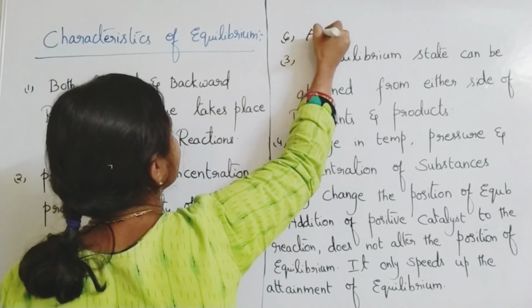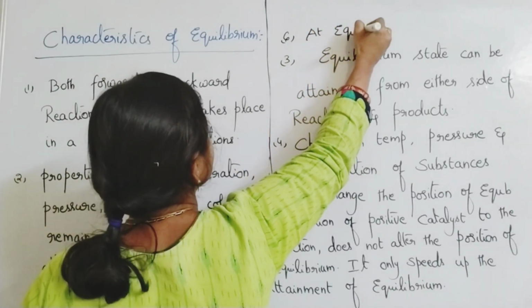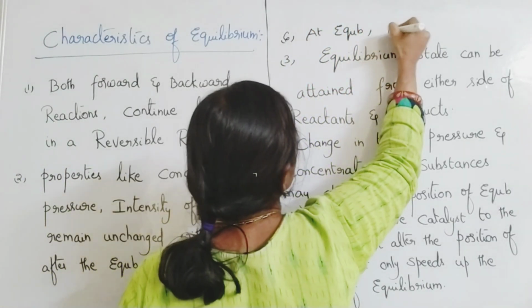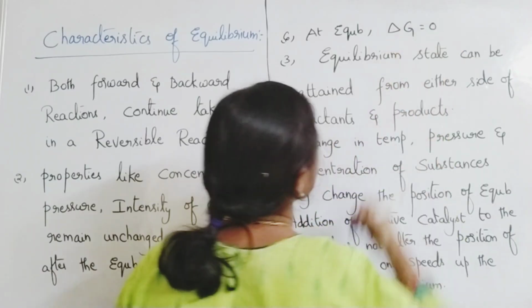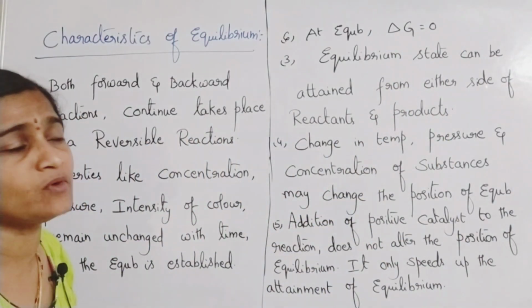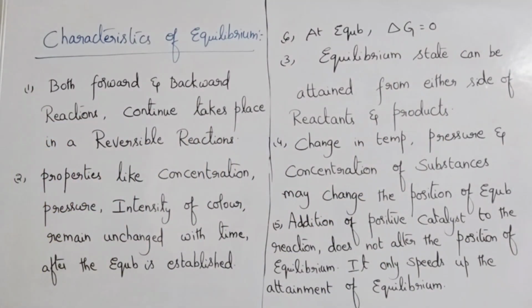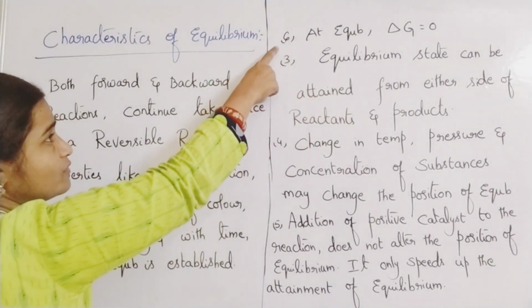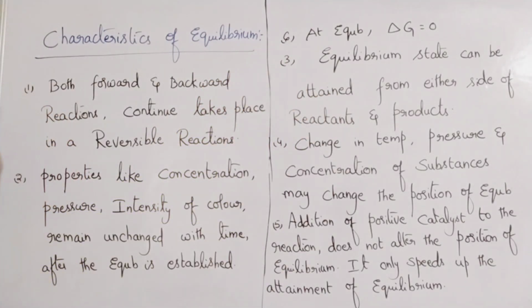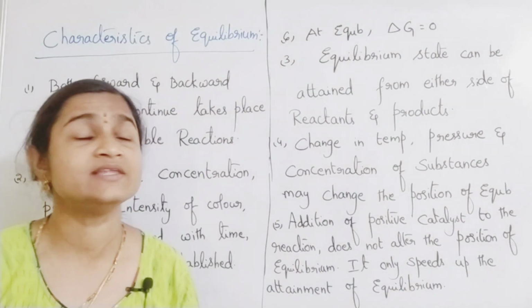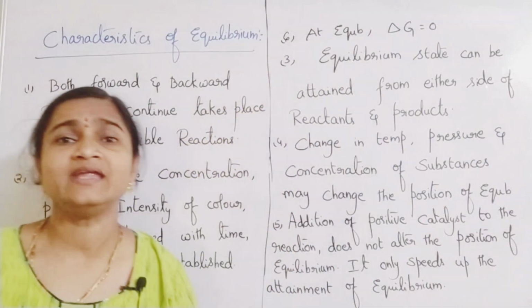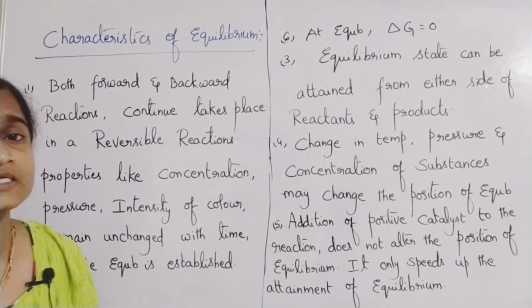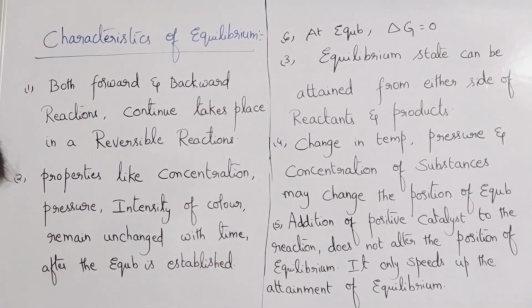At equilibrium Gibbs free energy change is 0. Delta G is always equal to 0. This is also one of the important characteristics of equilibrium state. ఈ పాయింట్ 6th పాయింట్ ఇక్కడ రాశాను, కనిపించట్లేదేమో. ప్లీజ్ వన్స్ అగైన్ pause the video and just rewind and write all the points. And 6th point, please note it here. At equilibrium, Gibbs free energy change is also equal to 0. Okay. So these are the characteristics of equilibrium.